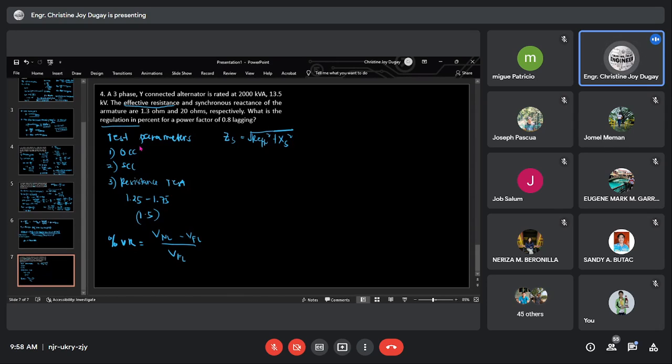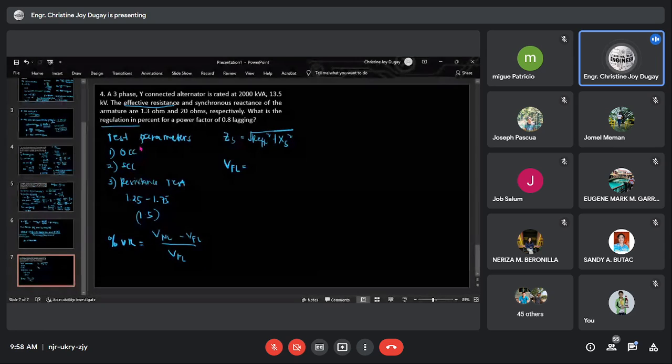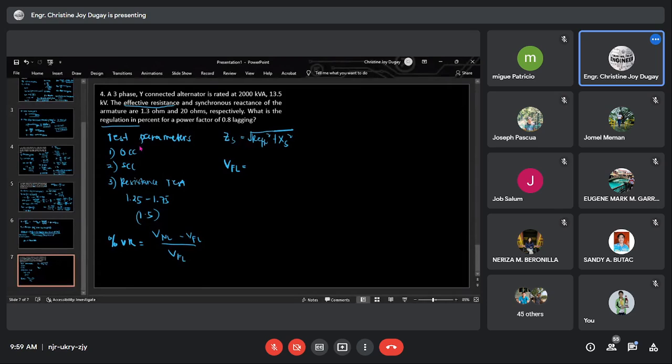Ang V po natin, VFL, that is equal to, kukunin natin dito, 13.5 kV. So since that is Y connected, we're going to get the per phase voltage, no? Or V phase po dito, V phase, that is equal to 13.5 kV, divide nyo siya ng square root of 3.